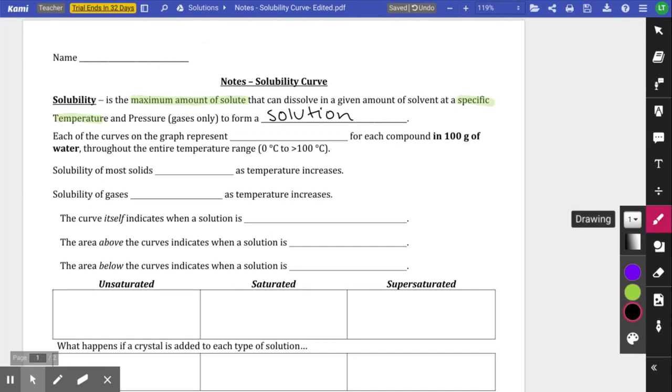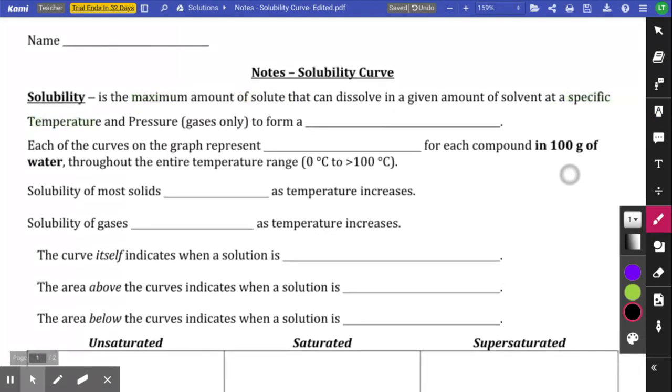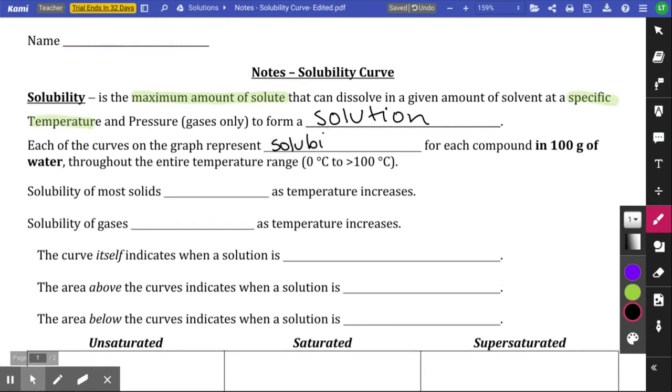So what is this telling us? You saw there were a lot of curves on the graph. Each curve represents the solubility for each compound in 100 grams of water. So it tells me basically how much of that substance I can dissolve in 100 grams of water at that temperature. All right, so how much can I dissolve?